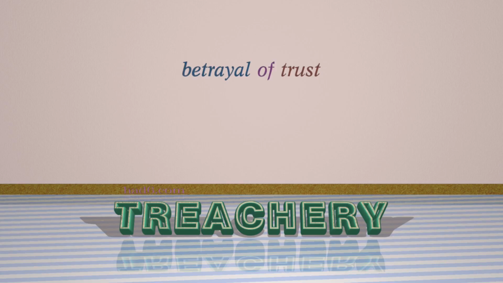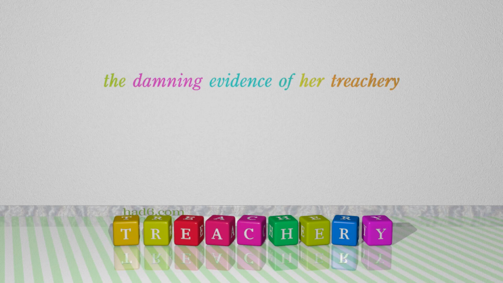Number 7. Treachery. Which means betrayal of trust. Treachery. For example, the damning evidence of her treachery.